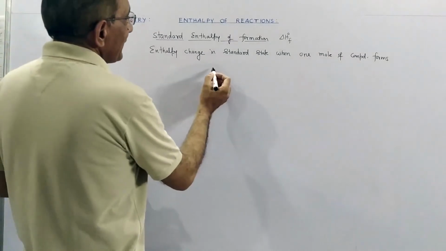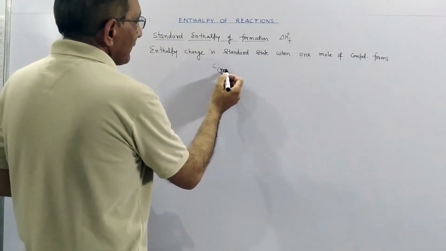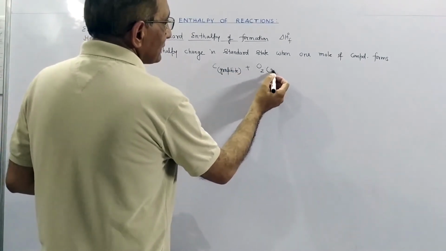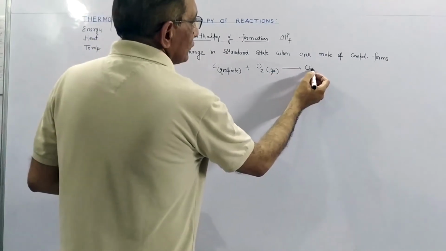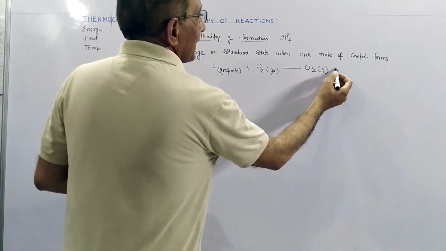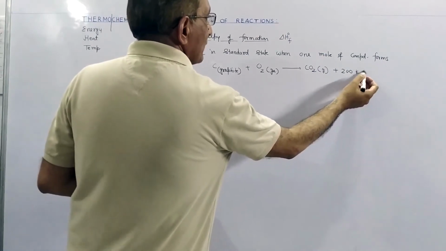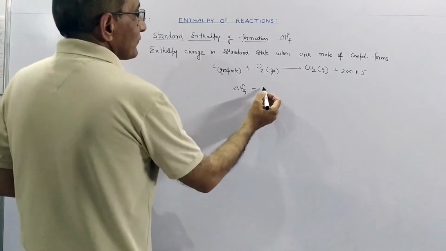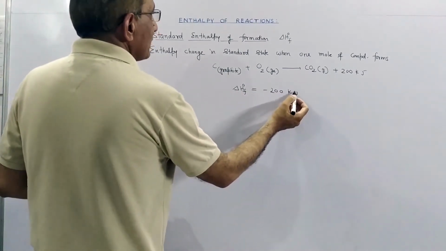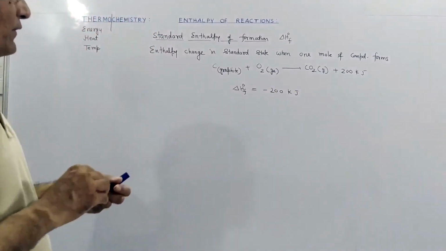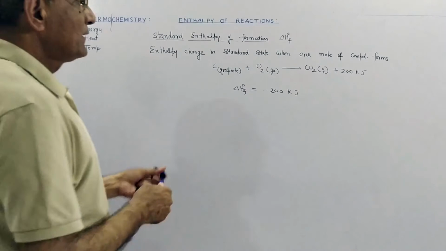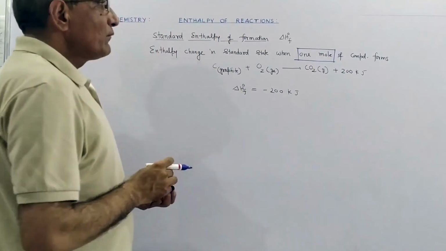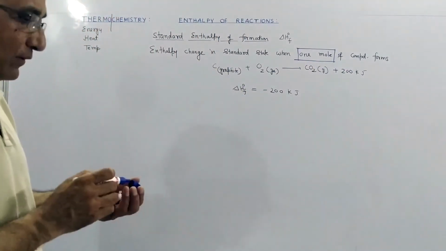For example, if we write carbon, graphite is the standard state of carbon, plus O2 gas, then it gives us CO2 gas, plus it will be suppose 200 kilojoule. Now here the standard enthalpy of formation will be minus 200 kilojoule. And always you have to be very careful that whenever we define any term, we have to use this 1 mole. So it means when 1 mole CO2 forms, then 200 kilojoule of heat is released.